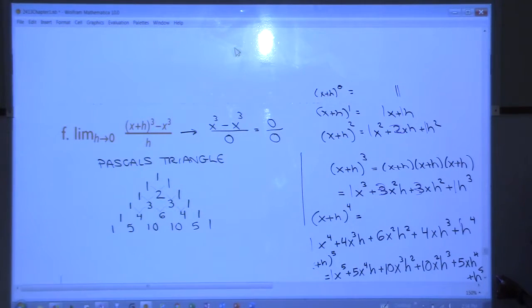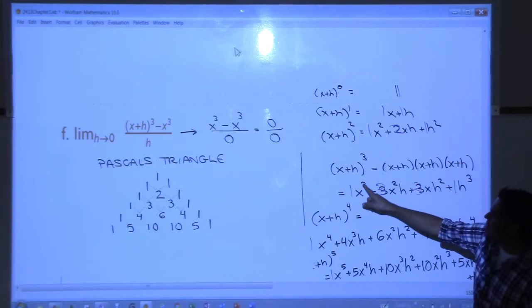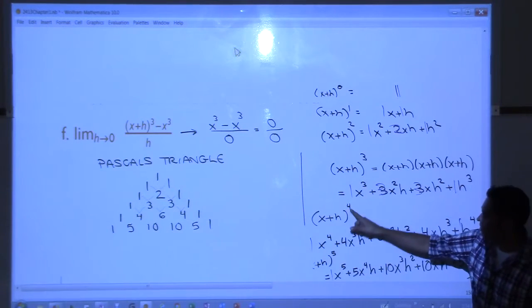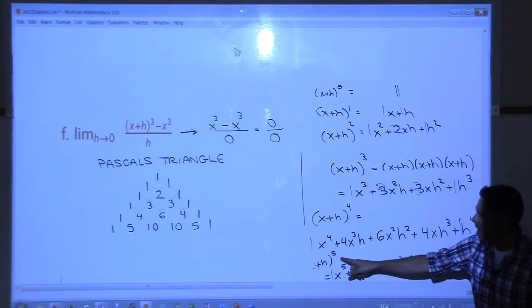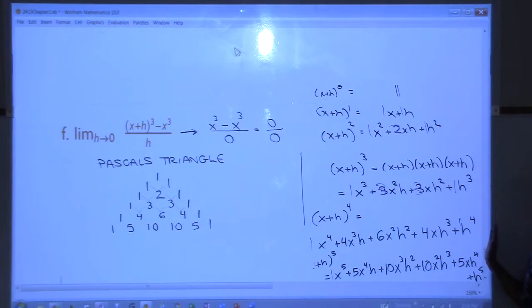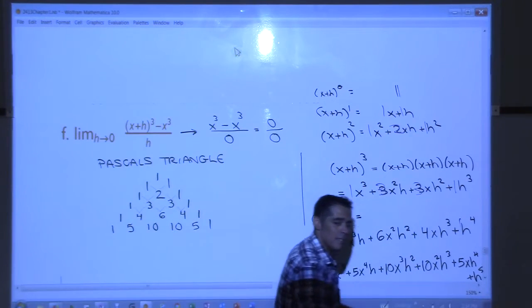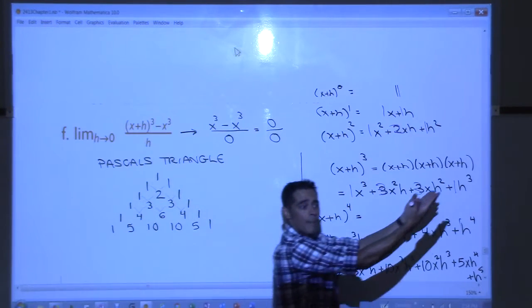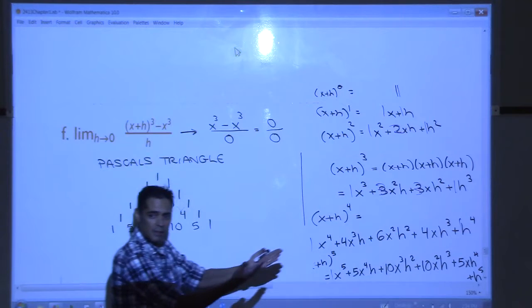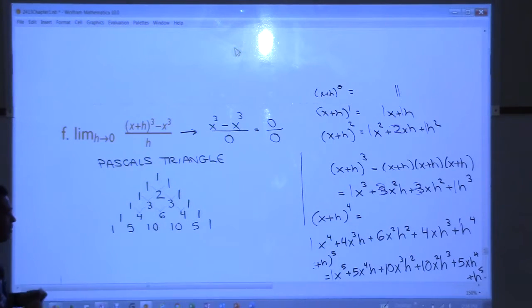Right? And so those are the numbers, but what about the actual letters, the variables? Do you see the pattern? The exponents all have to add up to the highest exponent. Whatever the power is, x to the fourth starts with x to the fourth. And then look at what happens as you go from left to right. What happens to the powers on the x's? They go down. What happens to the powers on the h's? They come up. You all see that?